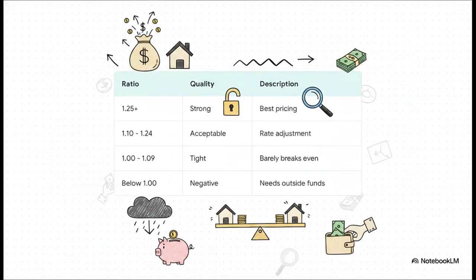Let's break down exactly how lenders read these results. Anything 1.25 and above is considered strong. If you land between 1.10 and 1.24, it's totally acceptable to most lenders, though you might see a slight rate adjustment. Now the 1.00 to 1.09 range, that's tight. The property is barely breaking even. And anything below 1.0 means negative leverage. The rental income literally does not fully cover the mortgage, meaning you'd be paying out of pocket every single month to cover the shortfall.